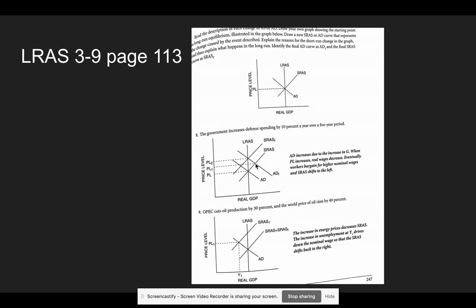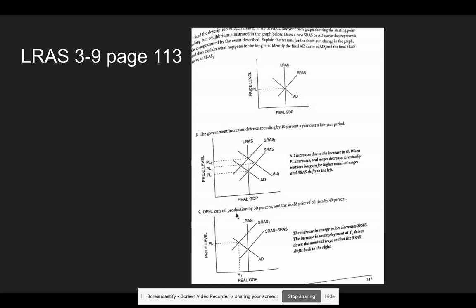Real wages have decreased. Eventually, workers will bargain for higher wages, and then the SRAS curve is going to have to shift to the left to respond to those higher wages. So that'll bring us back to that equilibrium point.